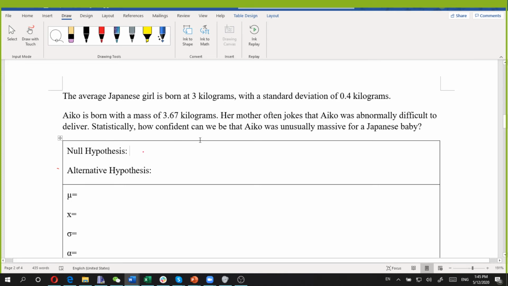Okay, so I've just done Andrew. I'm going to go over to Eric, since you can type. If my average Japanese girl is born at 3 kilograms, with a standard deviation of 0.4 kilograms, and Aiko, a Japanese girl, is born with a mass of 3.7 kilograms, I want to know, is Aiko unusually large for a Japanese baby? To have an unusually large mass, what would my null hypothesis be, and what would my alternative hypothesis be?